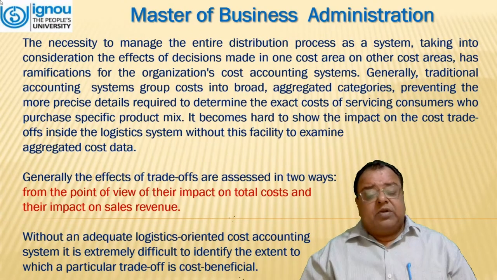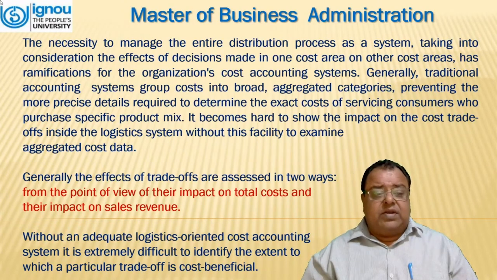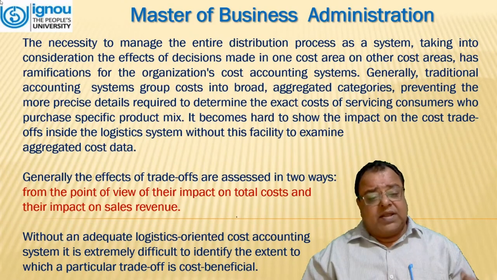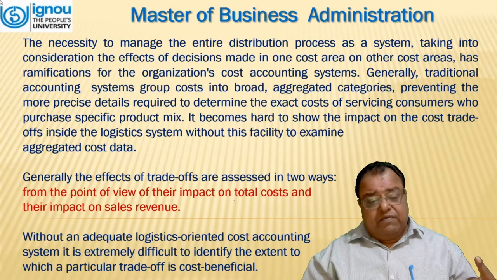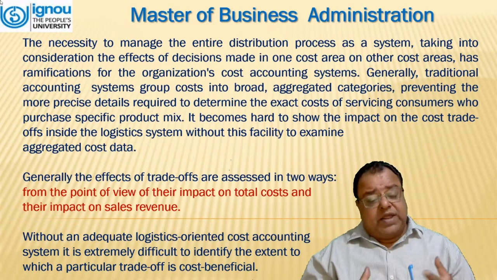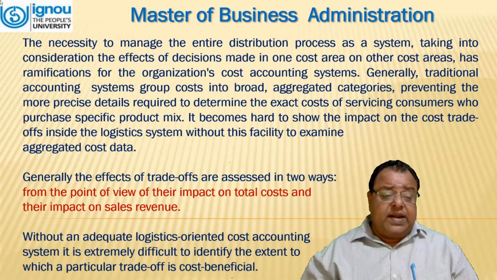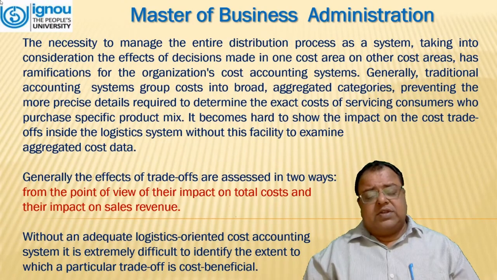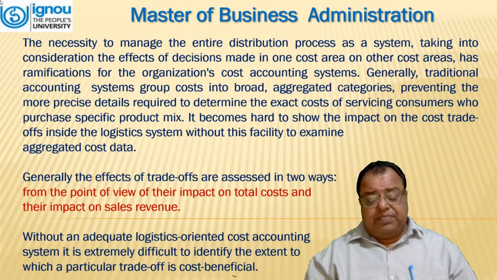It becomes hard to show the impact on the cost side of the logistics system without this facility to examine disaggregated cost data. Generally, the effect of trade-offs is assessed in two ways. First, from the point of view of their impact on total cost, and secondly, their impact on the sales revenue. Without an adequate logistics-oriented cost accounting system, it is extremely difficult to identify the extent to which a particular trade-off is cost beneficial.